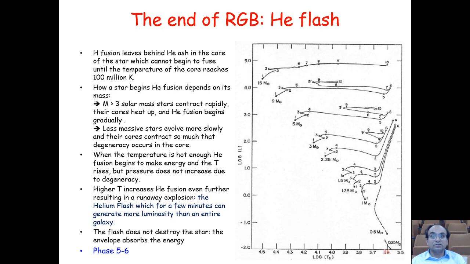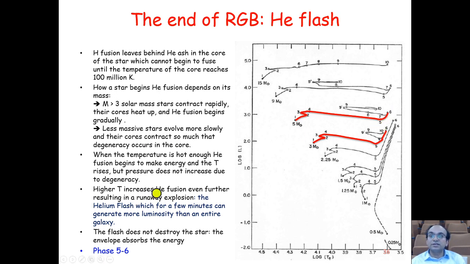Higher temperature drives helium fusion even further, resulting in a runaway explosion. The helium flash, which for a few minutes can generate more luminosity than the entire galaxy. So that is basically seen here. Somewhere at phase 5 to 6, that is called the helium flash.